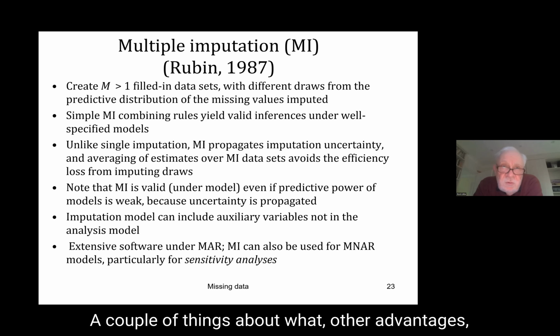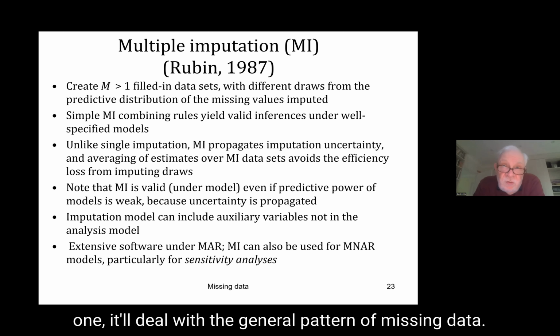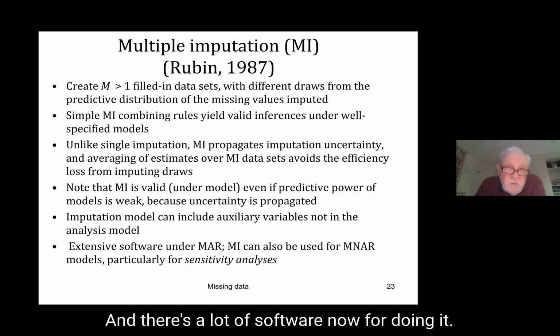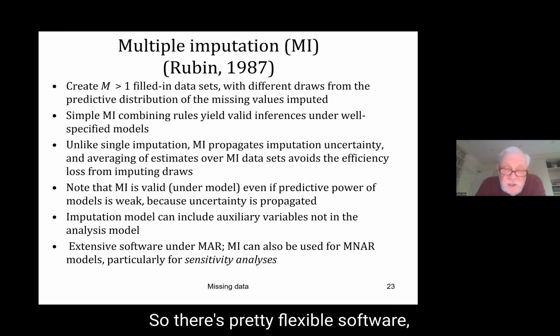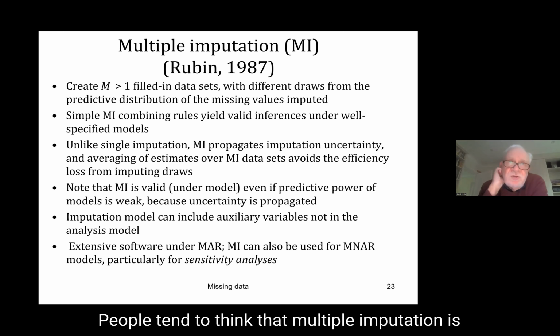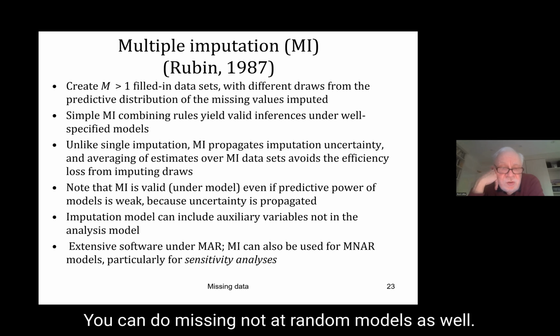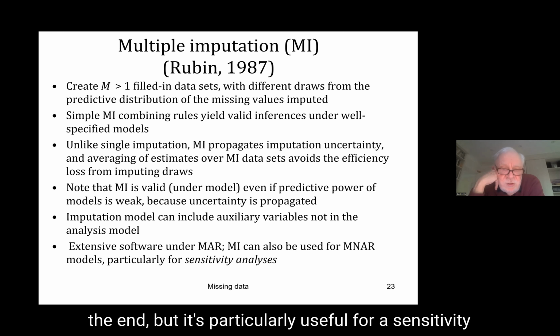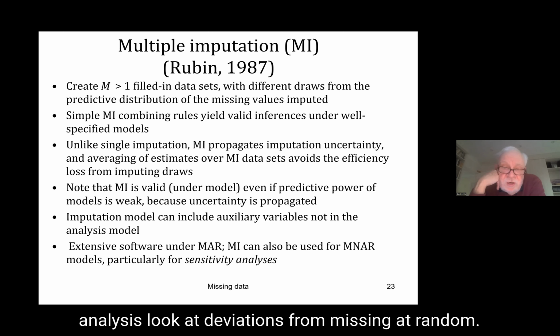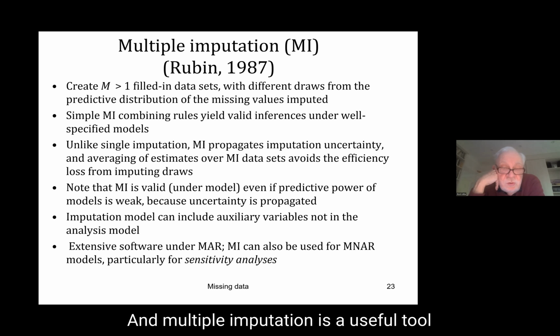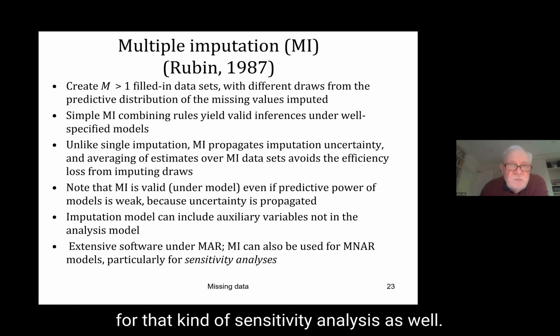A couple of other advantages. One, it'll deal with the general pattern of missing data, and there's a lot of software now for doing it. So there's pretty flexible software, which I'll talk about in a minute. People tend to think that multiple imputation is useful for missing at random and not for missing not at random, but that's actually not true. You can do missing not at random models as well. And I'll talk a bit about missing not at random at the end, but it's particularly useful for a sensitivity analysis, looking at deviations from missing at random. And multiple imputation is a useful tool for that kind of sensitivity analysis as well.